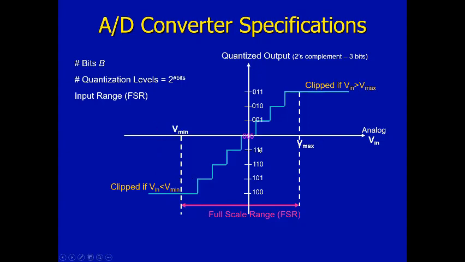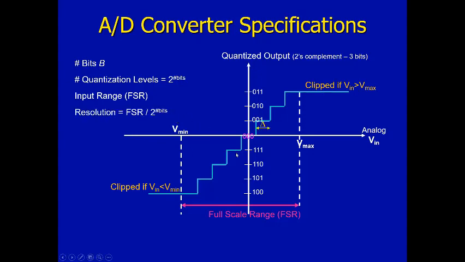A to D converters also vary in whether this full scale range is all positive or bipolar, positive and negative. Depending on its power supply source, that full range could go from 0 to 5 volts, 0 to 3.3 volts, plus or minus 12 volts, plus or minus 5 volts, depending on how the device is designed and how we connect it up.